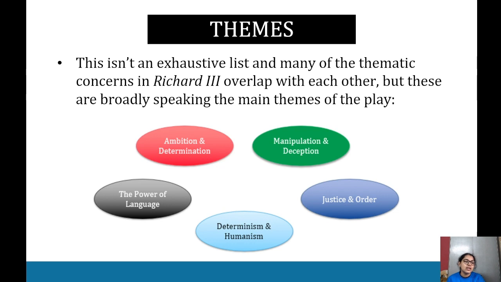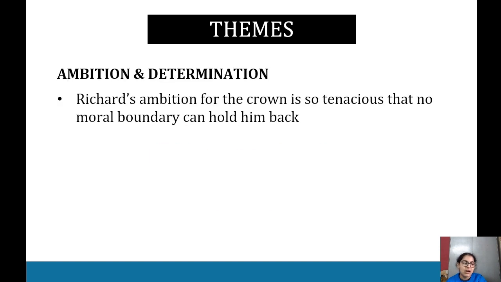That's character analysis done. So now let's have a look at the themes. Again, if you've got any questions, I'll be answering them very soon, so please feel free to pop them up on Slido. Now, themes. There isn't an exhaustive list, because a lot of the concerns and ideas overlap each other. But broadly speaking, you can look at these big themes, and there will be a lot to talk about underneath them. So there's ambition and determination, manipulation and deceit, justice and order, determinism and humanism, and the power of language.